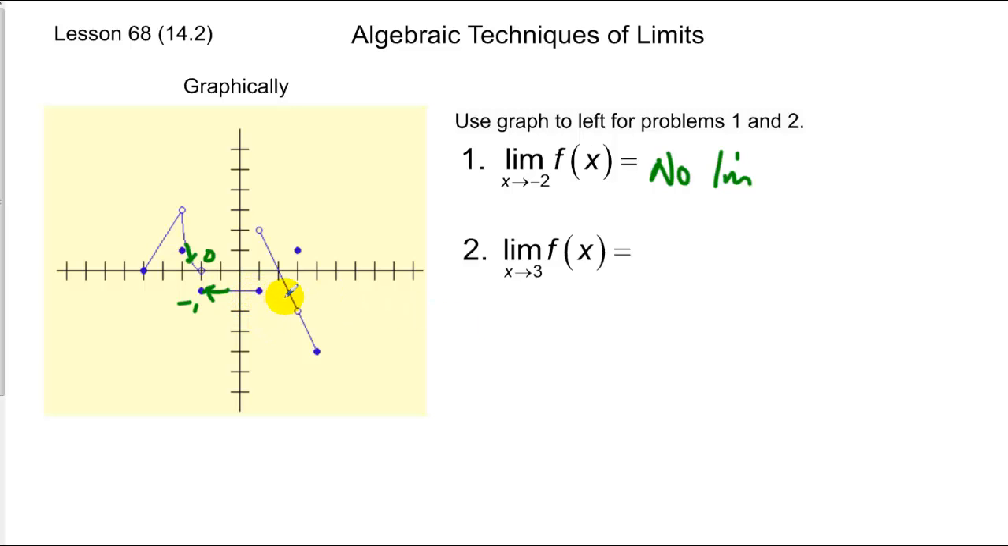As we approach 3 from both sides, I'm approaching 3 from the left, and I'm approaching 3 from the right, and we notice that our arrows are headed towards the same point, that point being -2. So we say our limit's equal to -2, even though the value at that point, f of 3, is equal to 1.